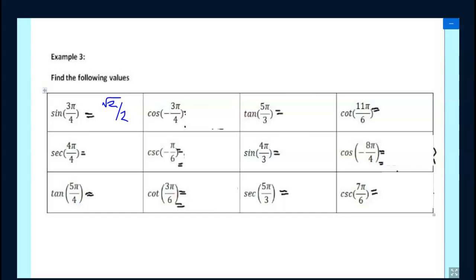Cosine of negative 3π/4 is kind of like imagining the unit circle. And instead of going counterclockwise like we're supposed to, you would go clockwise. So you'd start at 0 and you'd go backwards, however many it went backwards. Now in this case, we're going backwards, negative 3π/4. So that would put me in quadrant 3.